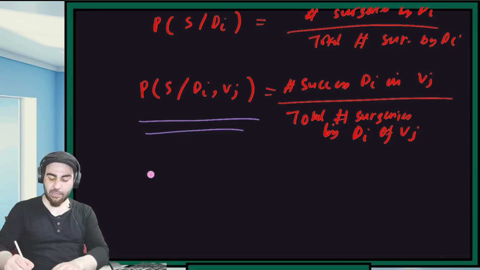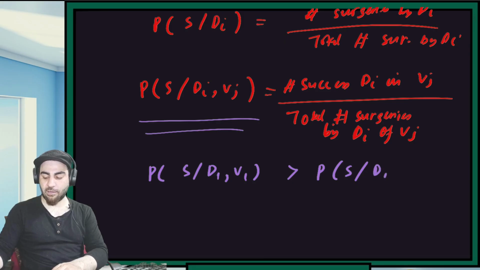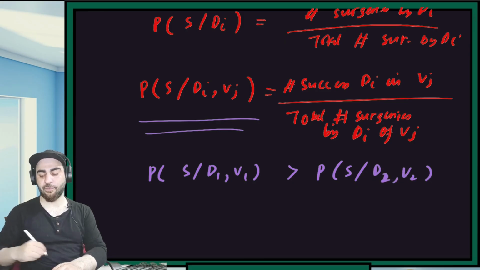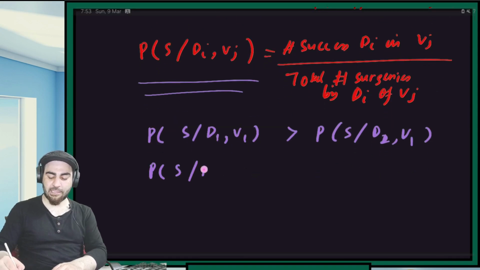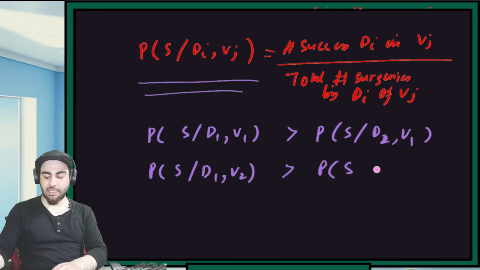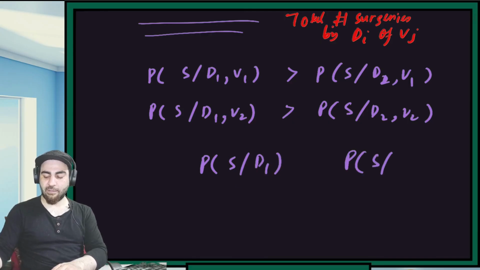Now if you compute probability of success of doctor 1 on surgery V1, it will seem to be greater than probability of success of doctor 2 on V1. Again, the probability of success given that doctor 1 is performing surgery V2 will be greater than the probability of success given that doctor 2 is performing surgery V2. But if you see the overall probability of success given that doctor 1 is performing surgery and given that doctor 2 is performing the surgery, this sign will flip.